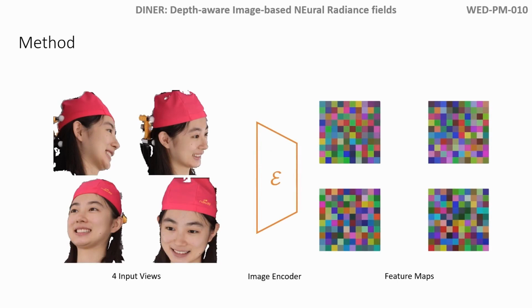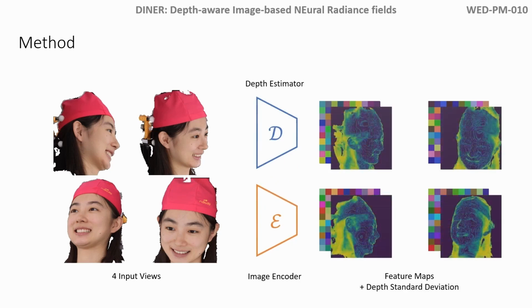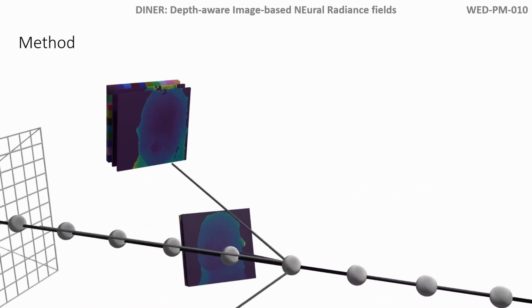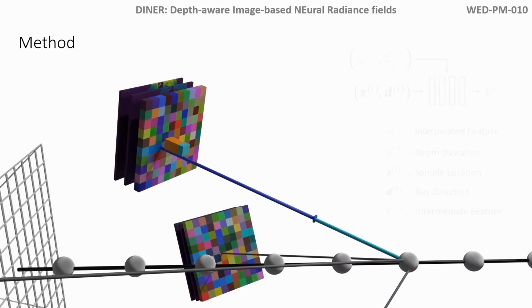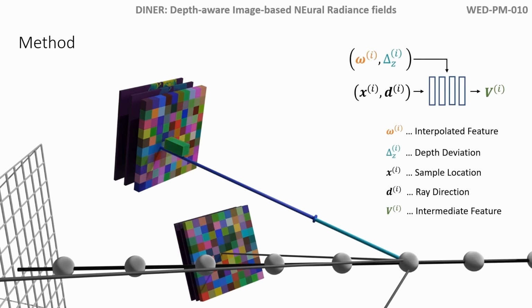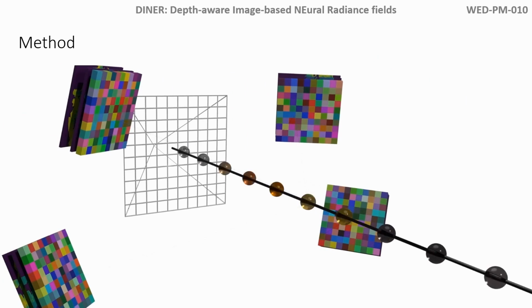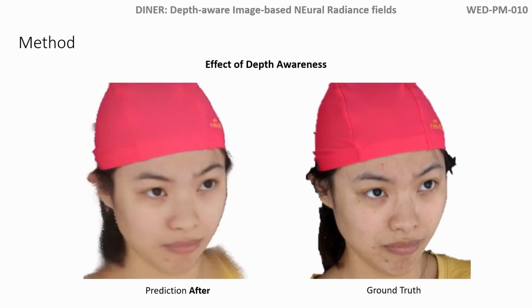As a first step, we add depth awareness. We employ a state-of-the-art depth prediction network to regress depth maps, including standard deviations and expectation values. For every sampling point, we determine the difference between the projected depth value and the sample location. The result is used as an additional conditioning to compute the intermediate features, which are then used to regress colors and optical densities. As a result, we observe improved geometry and higher synthesis quality.